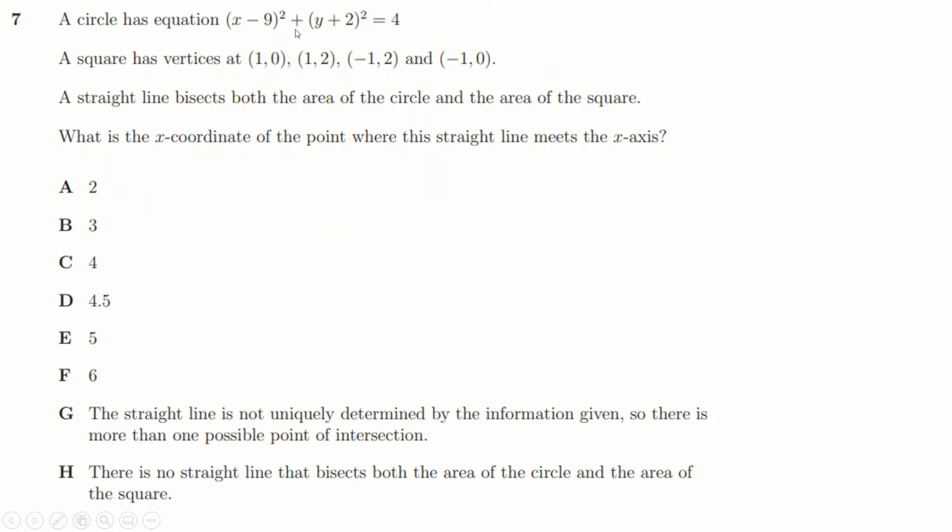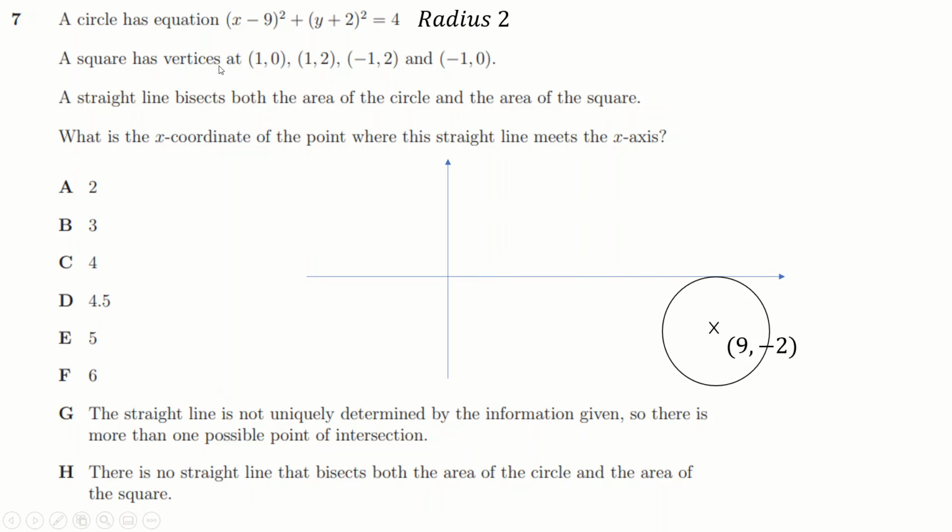Number 7, so you've got a circle here, center 9, minus 2, radius 2. Cool. So radius 2, interestingly, means that it tangents the x-axis there. And we've got a square, vertices 1, 0, and so on. I'll draw that. So that's this square here, side length 2, I think. Yep. Okay, and a straight line bisects the area of the square and the area of the circle. Now, to bisect the area of the circle, you have to go through the center. Any line will do it in any direction. As long as it goes through the center, you're bisecting the area.